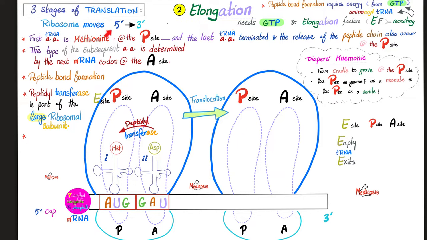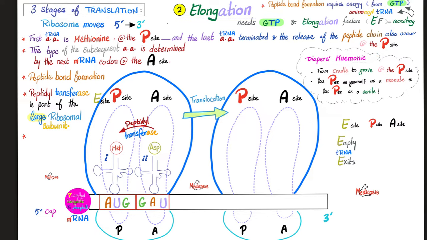We elongate in the 5' to 3' direction. The first tRNA loaded with the first amino acid methionine will land into the P site. Oh, by the way, the last tRNA, which is hooked to the last amino acid, will terminate and get released also at the P site. The beginning and the end happen at the P site. Mnemonic time. I call it the diapers mnemonic. From cradle to grave at the P, because you pee on yourself as a neonate and you pee on yourself as a senile geriatric person. It's always the P site.